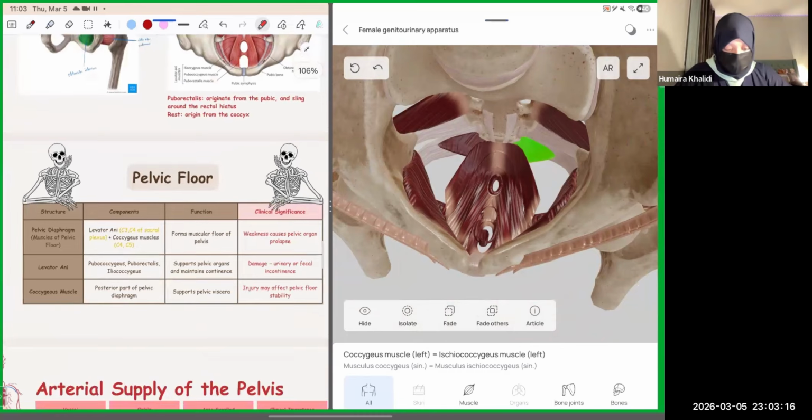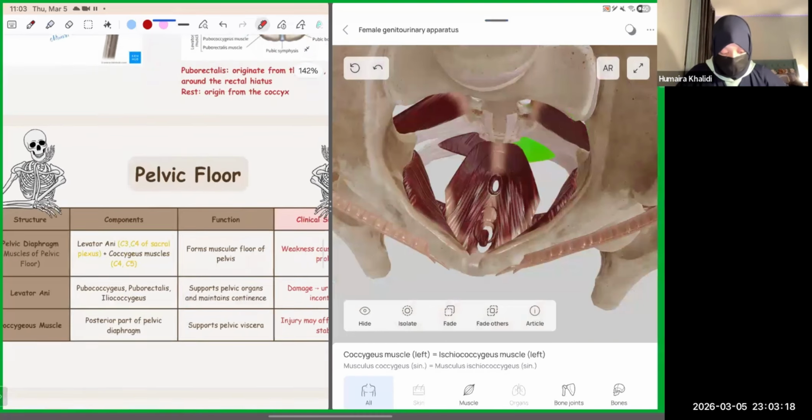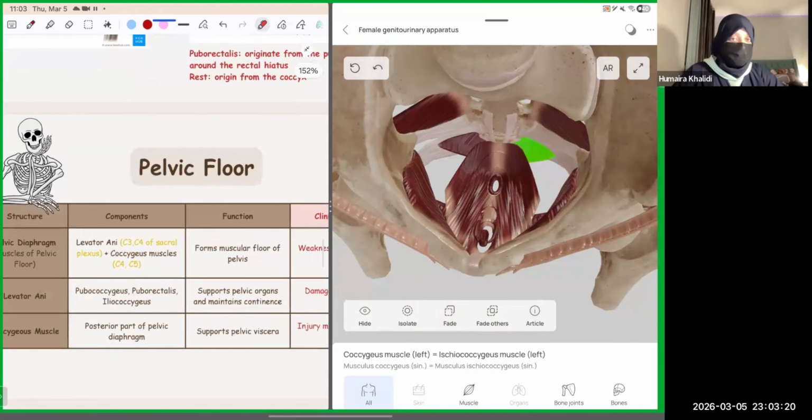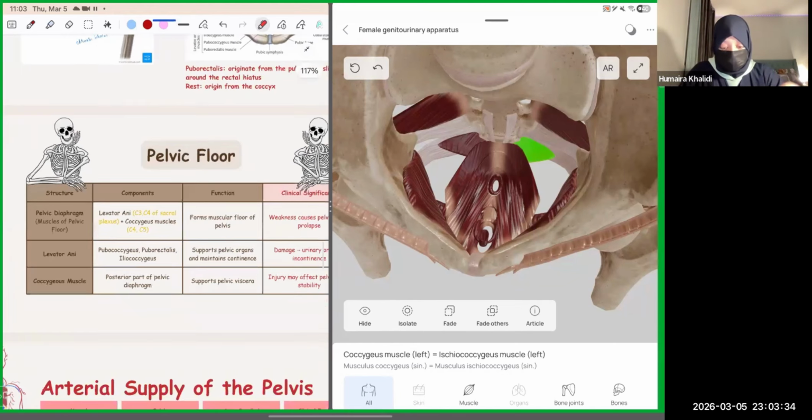Okay? Now, you have the pelvic floor, the levator ani muscles. What are the muscles of the levator ani? Puborectalis, pubococcygeus, iliococcygeus. These are supplied by C3, C4 of the sacral plexus, and the coccygeus muscle is supplied by C4, C5.